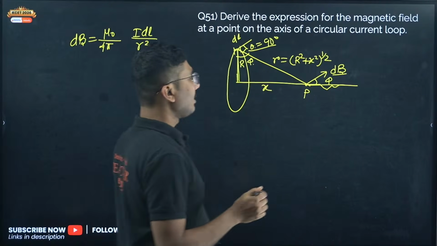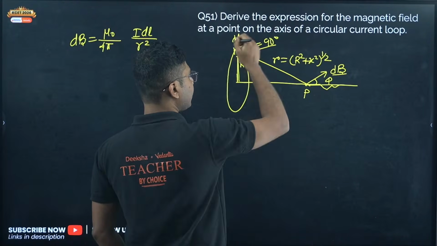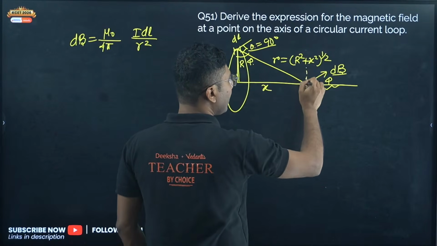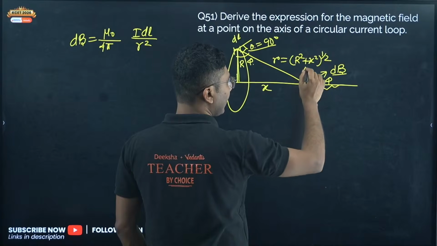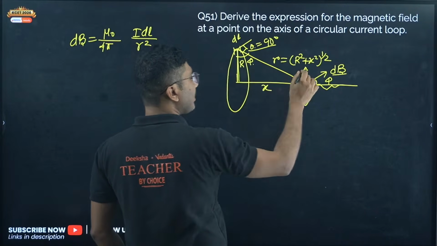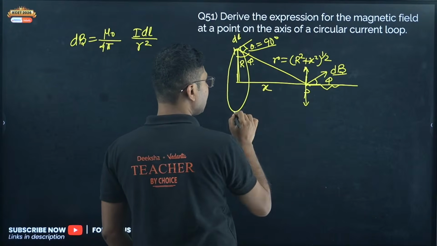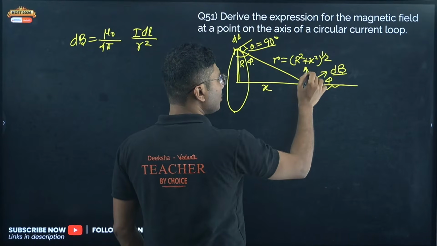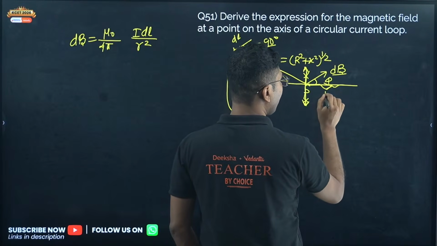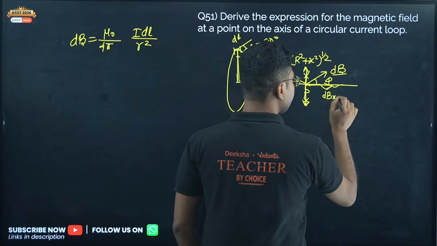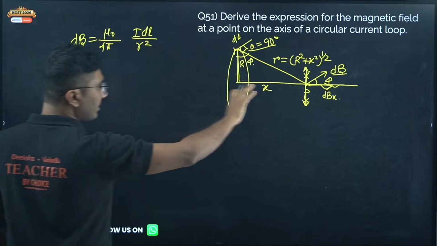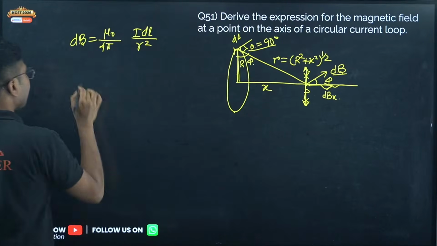Now if you see, this is a circular coil. Circular coil means it is a symmetric surface. So due to symmetry, if you take the y component of this vector dB, what you will get? If you consider this point, you will get a y component along this. If you take this point, you will get a y component along this. So the y components will cancel each other. Only the x component will be left. So only dBx we need to consider.